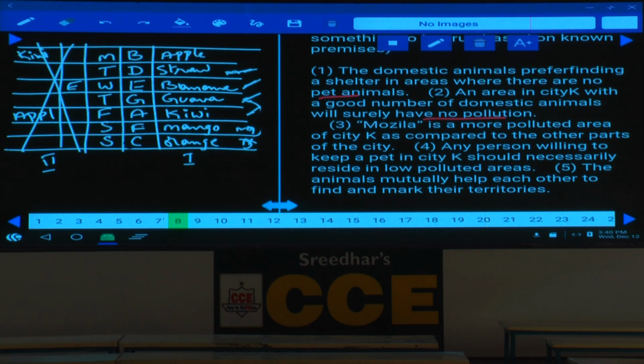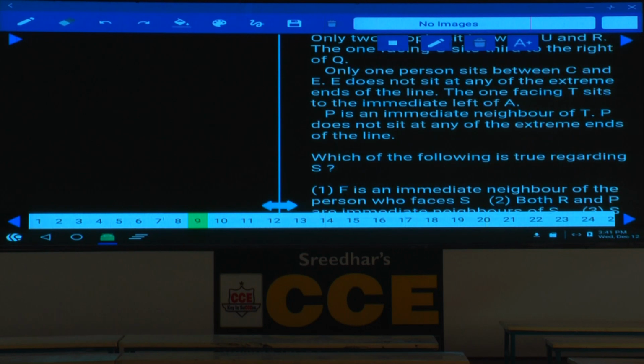Mozilla is a more polluted area of city K as compared to the other parts of the city. Can we say anything regarding the other parts of the city? Now, this Mozilla does not have any domestic animal. That means, when compared with the other parts of the city, this Mozilla is a more polluted area. Then 4th one, any person willing to keep a pet in city K should necessarily reside in low polluted areas? No. And the animals mutually help each other, that is also ruled out. Then what is your answer here? Only 3 can be inferred from the given statements. Then question number 9 onwards, 9 to 12.